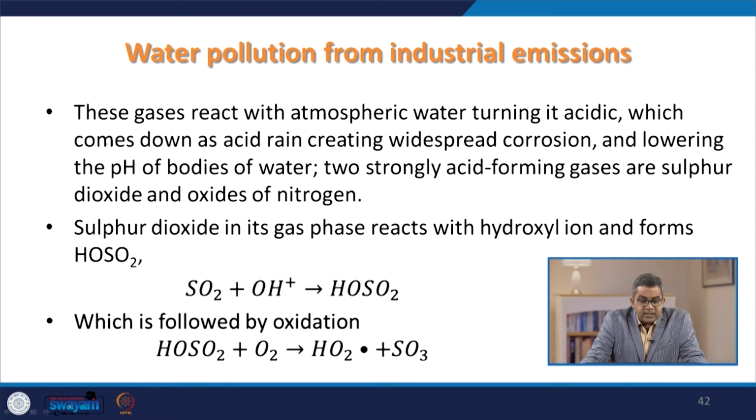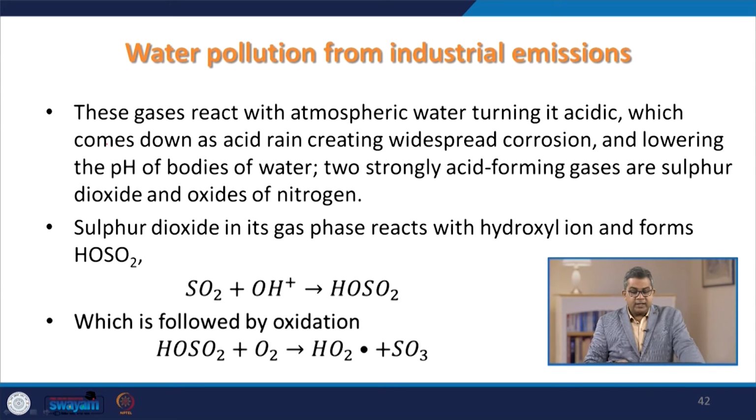Now, these gases react with the atmospheric water, turning it acidic, which comes down as acid rain, creating widespread corrosion and lowering the pH of bodies of water. The two strongly acid-forming gases are sulfur dioxide and oxides of nitrogen.